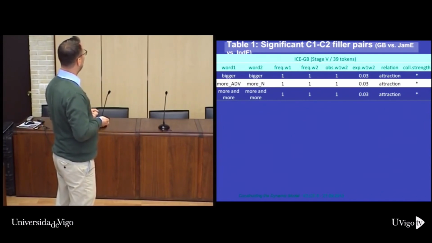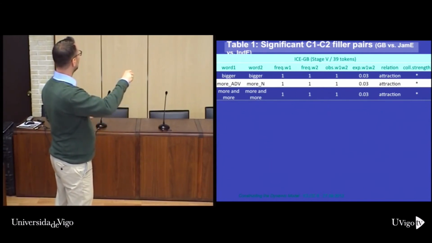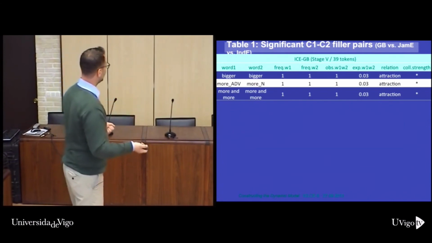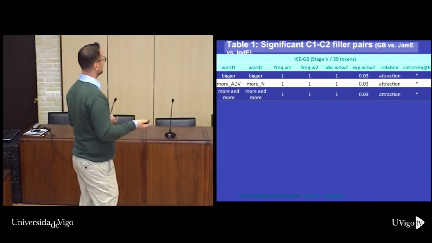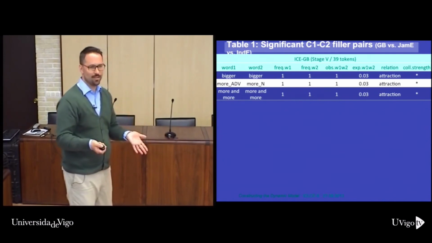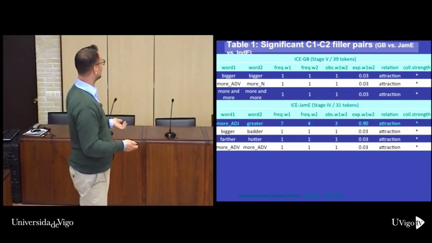Okay. So, for British English, 39 tokens. You get the bigger, the more adverb, the more noun, the more, but only one instance. Okay, and I discarded these, despite the fact that the sets are indicating significance, but really if you've only got one token, then yes, it's surprising that it's only those two, that kind of thing. So you've got to discard those.